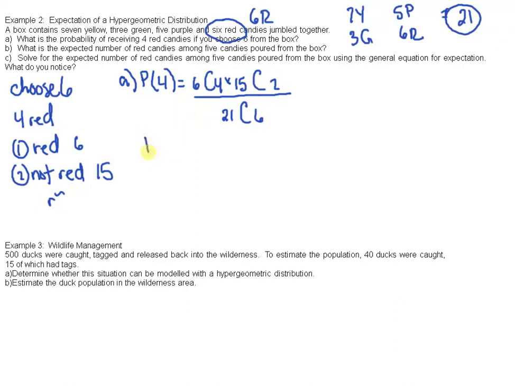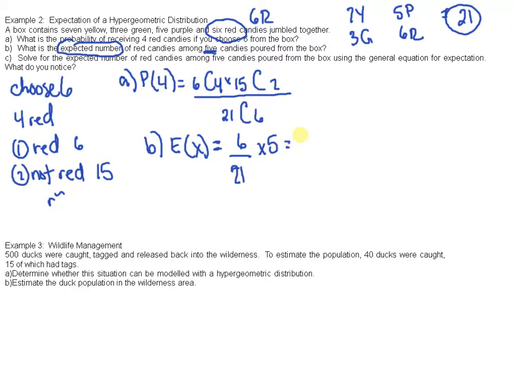Now, B. What is the expected number of red candies among 5 candies that are poured from the box? Okay, so we just have to make sure that we read the entire question. Well, this is the intuitive way of doing it. Okay, how many red candies are there? There are 6 out of 21 red candies. So that's basically the probability that you choose red. Now, you're choosing 5 candies.